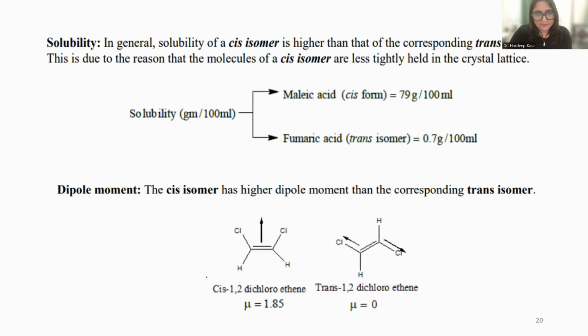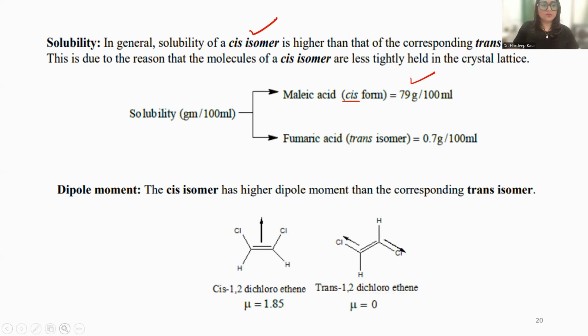Another property is solubility. The cis isomer's solubility will be more than the trans isomer's. Why? Because cis isomers are less tightly held in the crystal lattice. They are not closely packed, so they can easily be soluble. So in the case of maleic acid, the solubility is 79 gram per 100 ml, and in fumaric acid, it is 0.7 gram per 100 ml.